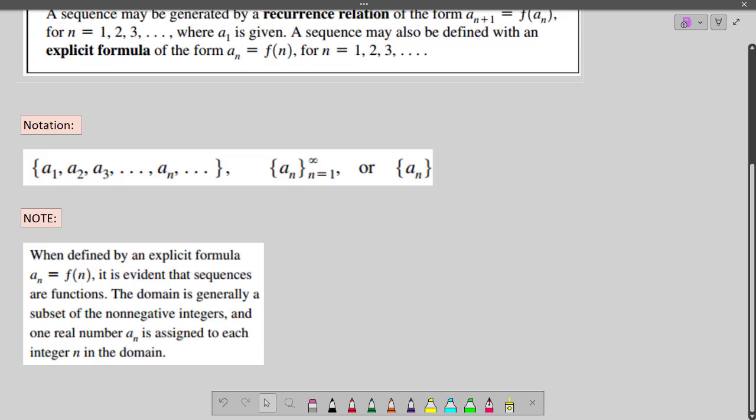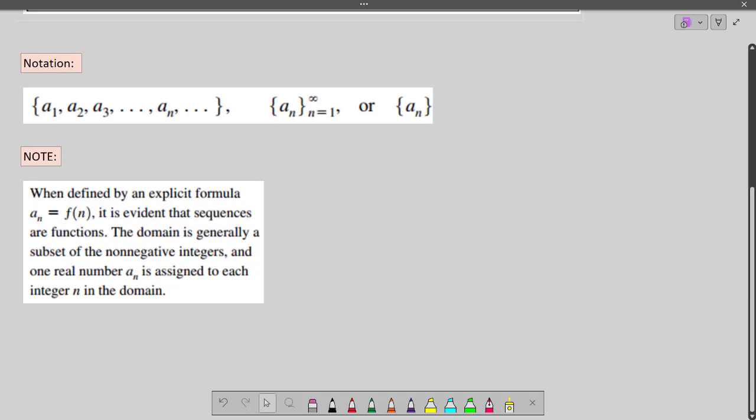Notationally, we can list out the terms in a sequence like that. Sometimes we write this, almost never. It's too much writing. Usually we just go with curly braces, a sub n, which means the sequence a sub n. And usually from the context you can tell whether n starts at 1 or starts at 0 or some other number.